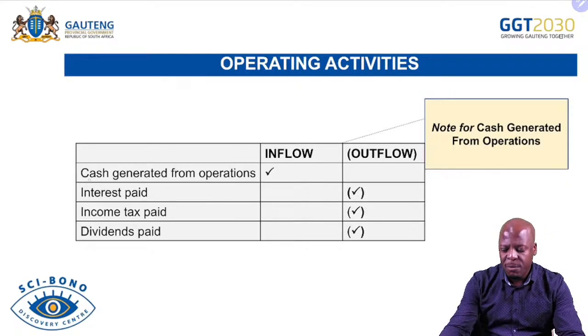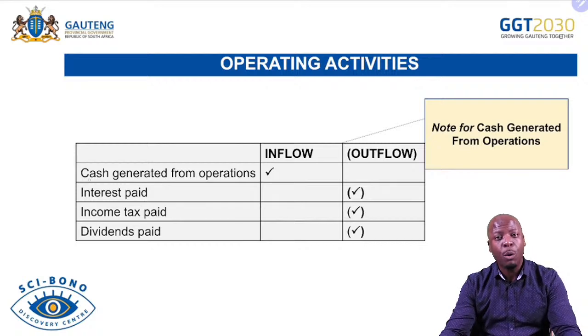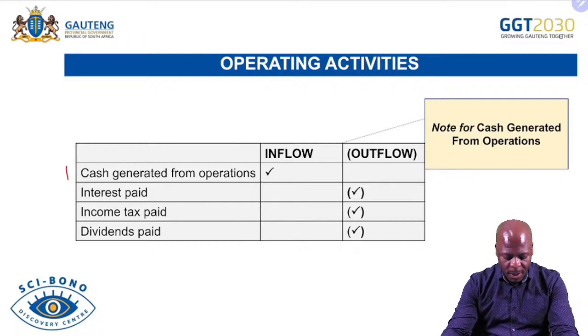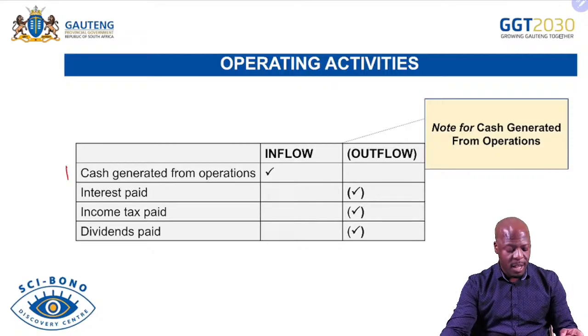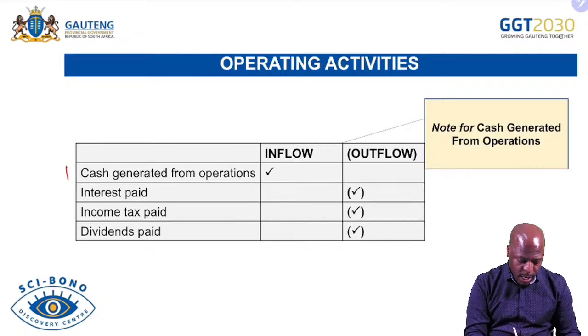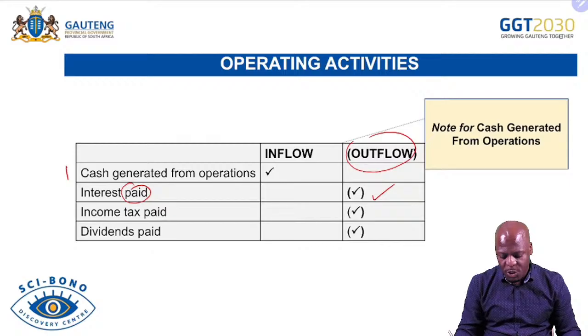Your cash generated from operations is normally an inflow. If the business is healthy in any case, it has to be a cash inflow. But I've already told you that with your interest paid, the key word there is paid. Once it's paid, it becomes a cash outflow. Hence, you see your interest is on the outflow.